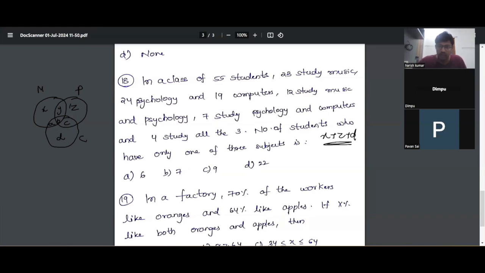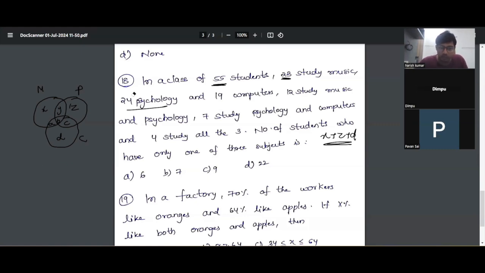Now how do I find that? I'll make use of the information, right? So I have been given that 23 study music, right? So that means x plus y plus a plus b is 23. Okay, then 24 psychology, right? So e format wadi kanukochu, right? You try by this approach.